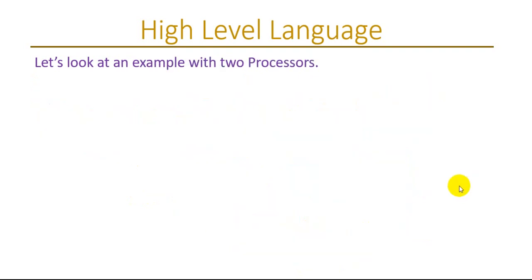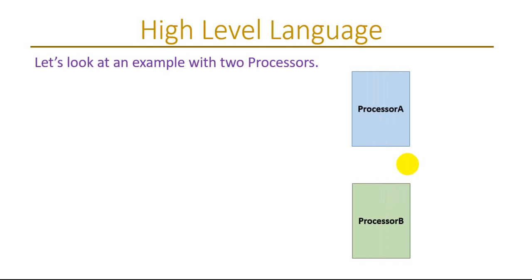Okay. So let's look at another example, this time with two processors to compare. Processor A and B. Again, two processors we used in our previous video in the low-level language video. Okay. And we have a high-level, again, this test high-level language, and we are going to use an instruction called display 4 plus 5 this time.